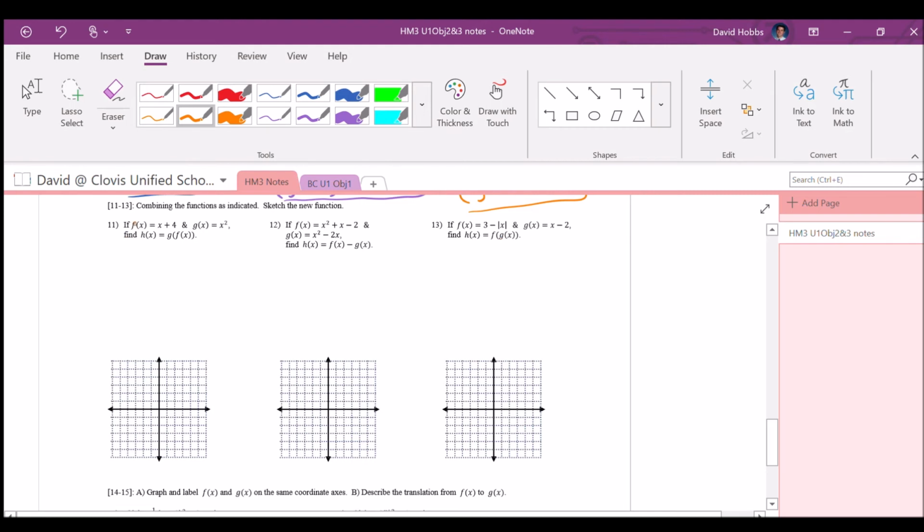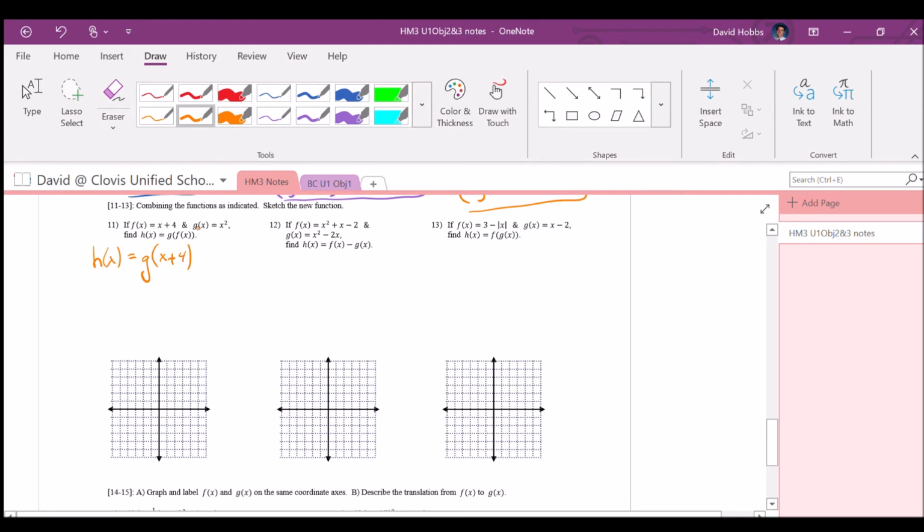Okay, so if f of x is x plus 4, and g of x is x squared, find this new function, which is g of f of x. Okay, well, if we just kind of go through and do exactly what it tells us to do, h of x is equal to g of whatever f of x is. Well, what's f of x? Well, it tells us right here, x plus 4. Okay, so that's the first step. Now I just got to do g of whatever we're plugging in.